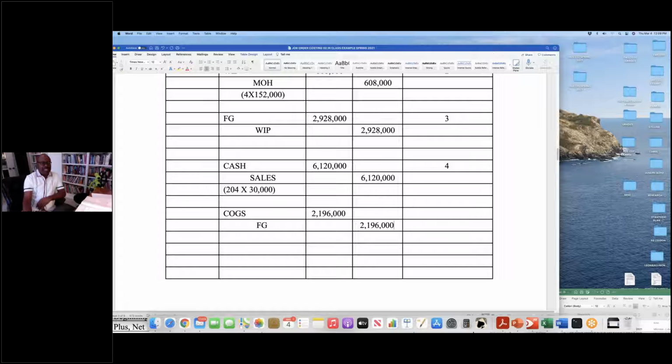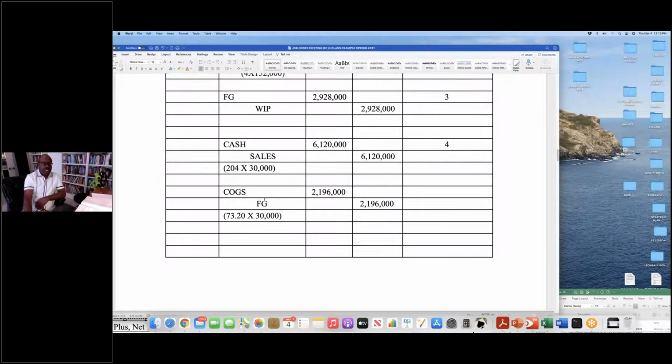How'd you get the 2,196,000? Multiplying the actual cost, which was 7,320, by 30,000. So we're simply doing the 7,320 times the 30,000 number sold. So you should be able to handle this from your inventory work. You always have 2 transactions: the sale and then the cost of goods sold.